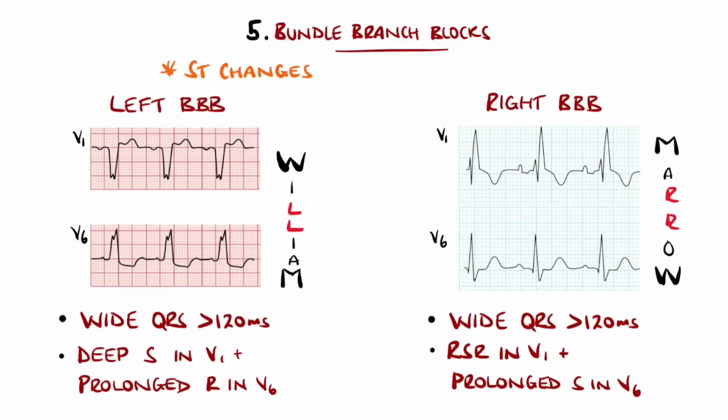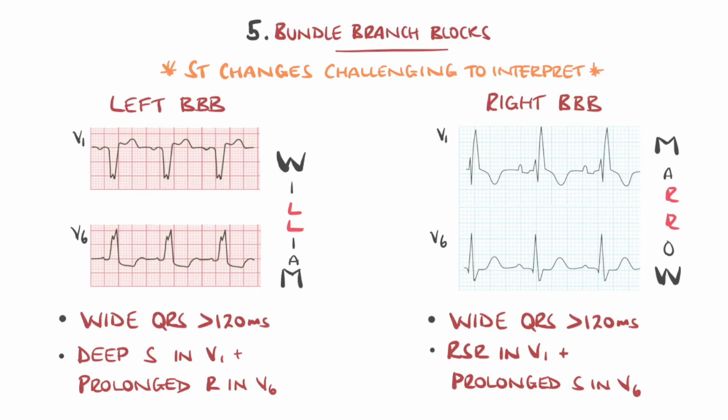Also remember that the ST segment is affected in bundle branch blocks, and so interpreting ST changes is challenging and needs specific criteria. Now let's take a look at the atrioventricular or AV blocks.